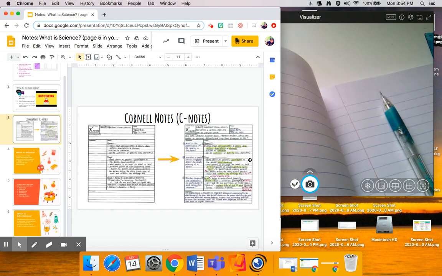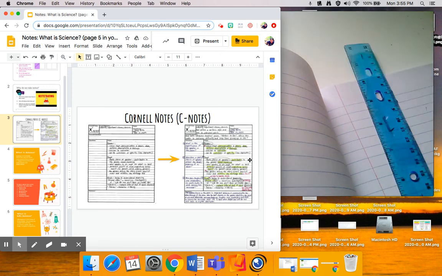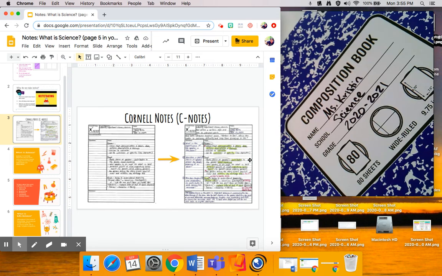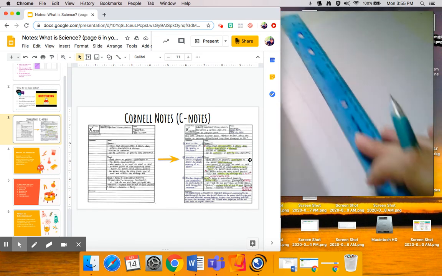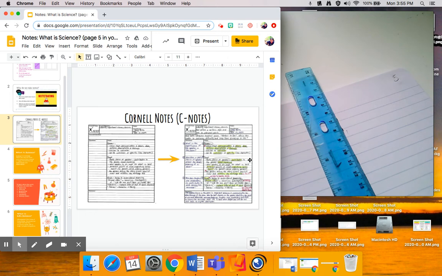All right, and so now that we have our notebook set up with our table of contents and our pages numbered, we're going to set up page 5 to take some notes today. So I'm in my science notebook. I'm moved to page 5, right? Odd pages are for notes and vocabulary, even pages are for practice work. And as you can see in the slides here, we're going to use the Cornell note method. We like to abbreviate them as C notes. So I'm going to set up my notebook page to look like this sheet here.